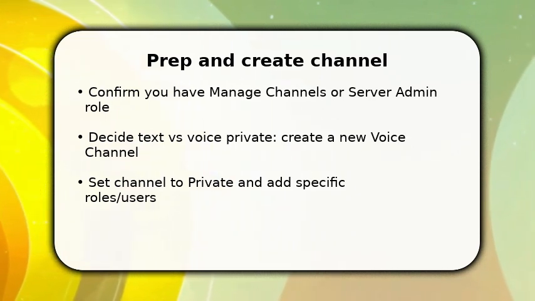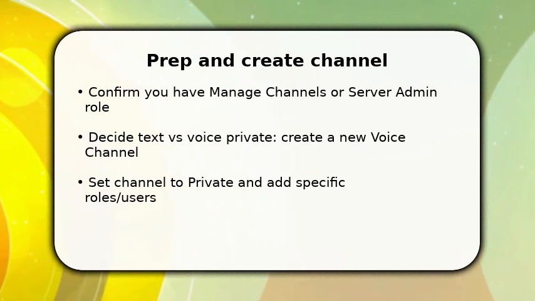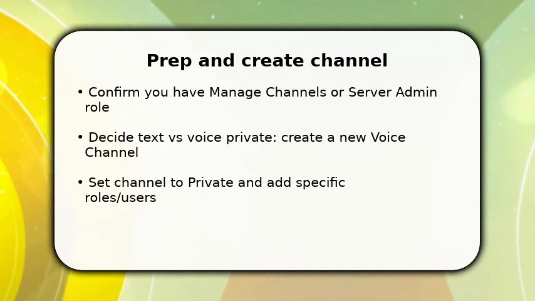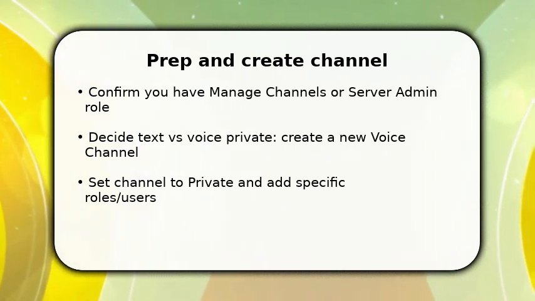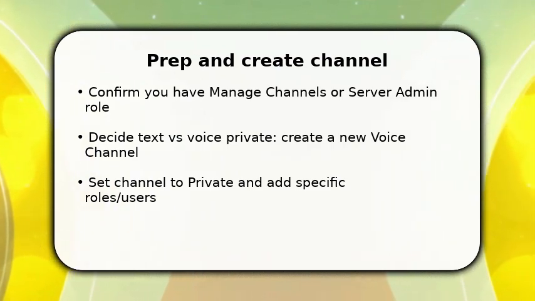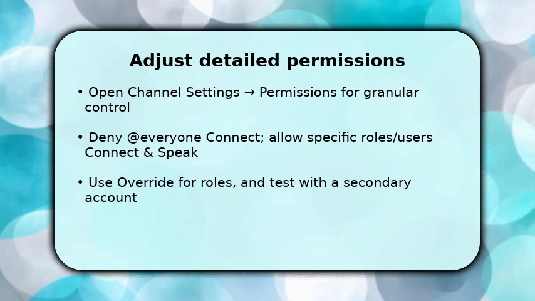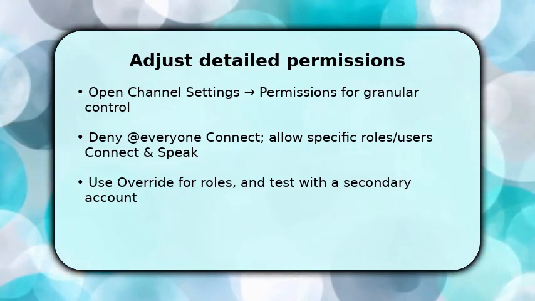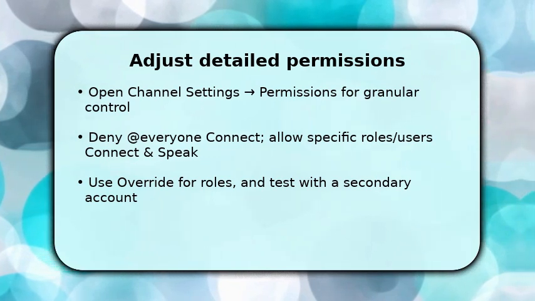After creation, add each user or role explicitly, and double-check the checkbox states so unauthorized people won't hear or join. Once done creating the channel, go into channel settings and open permissions so you can fine-tune who can connect, speak, use video, or share screen. Deny at everyone the connect permission, then add the exact roles or usernames and grant connect and speak.